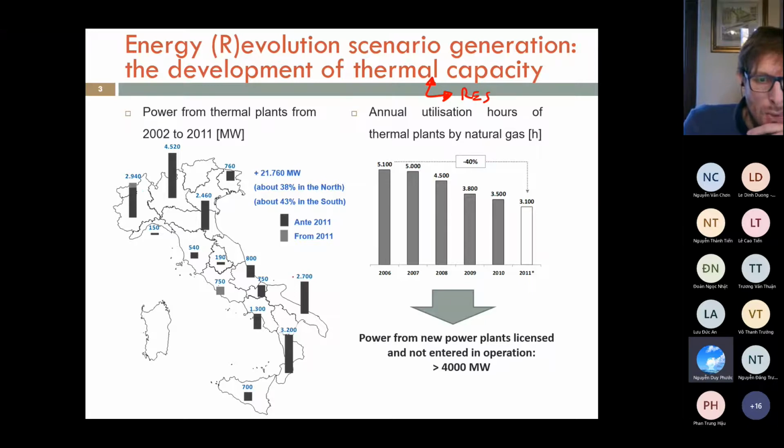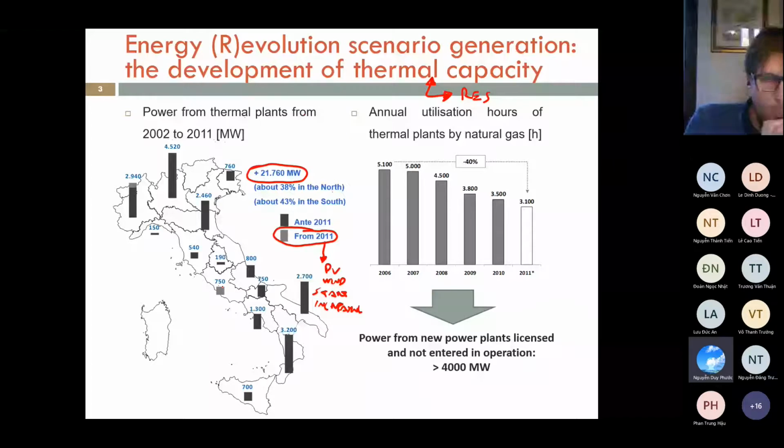Here you see the map of Italy with the power from thermal plants from 2002 to 2011. Basically, from 2002 to 2011, we had an increase in the thermal power plants by 21,000 megawatt, more or less shared between north and south. While from 2011, when PV and wind start increasing, the power installed of thermal power plants is just a few megawatt. Look, we have something here and something here, just.